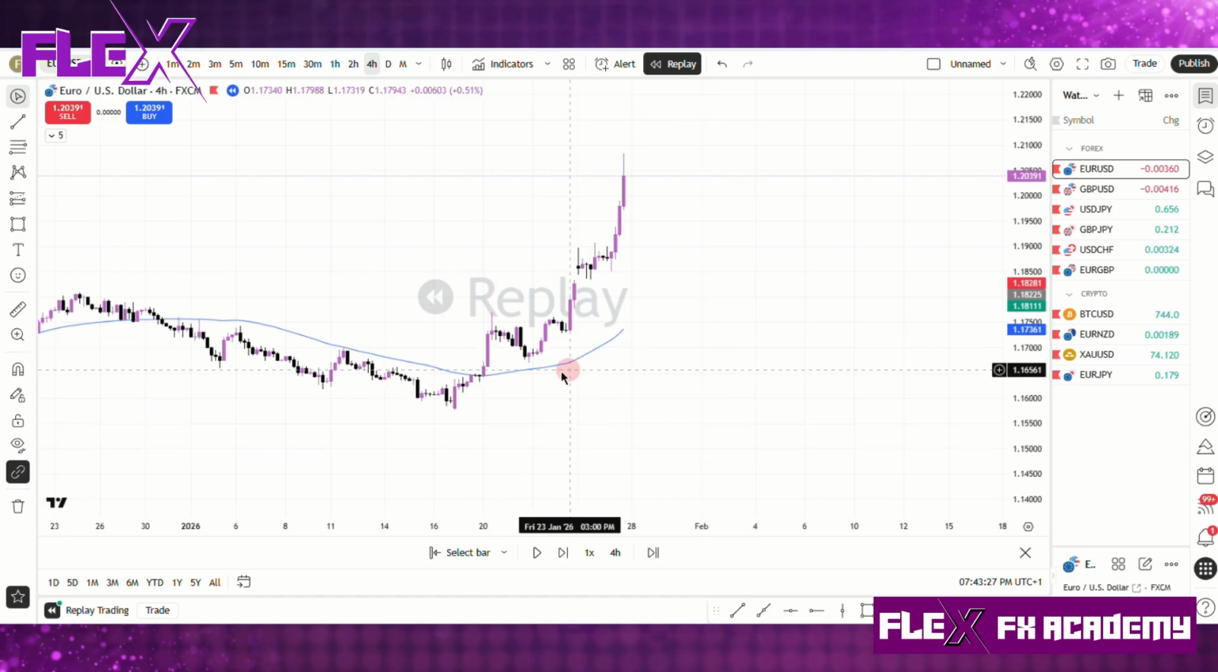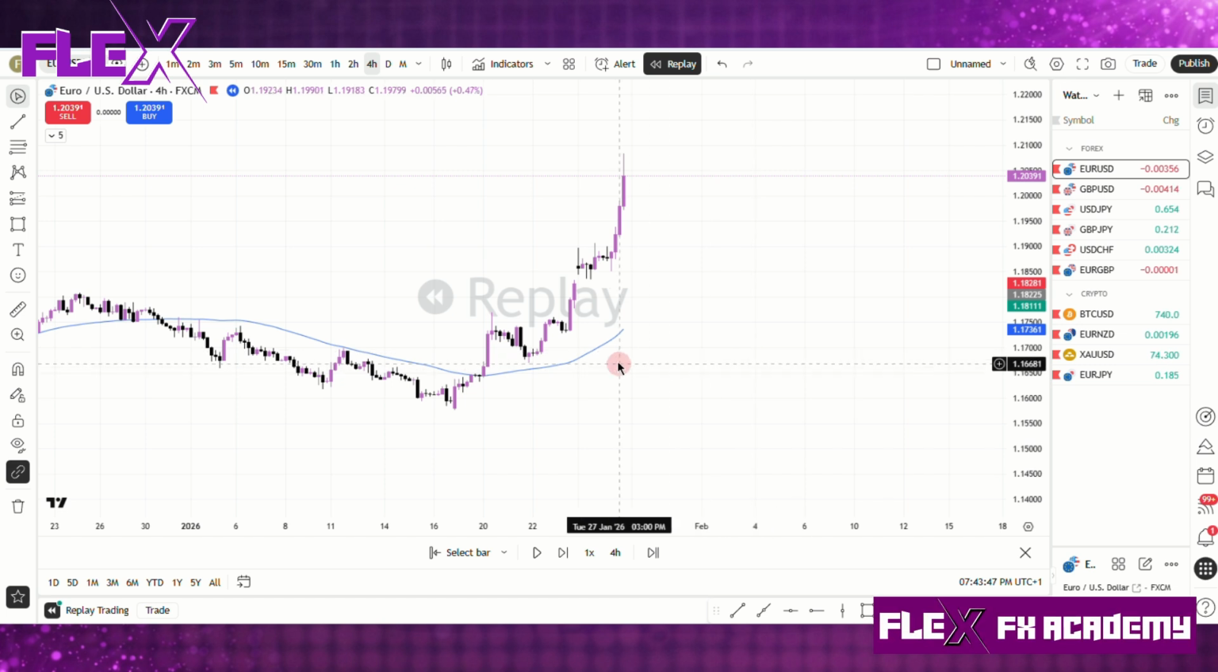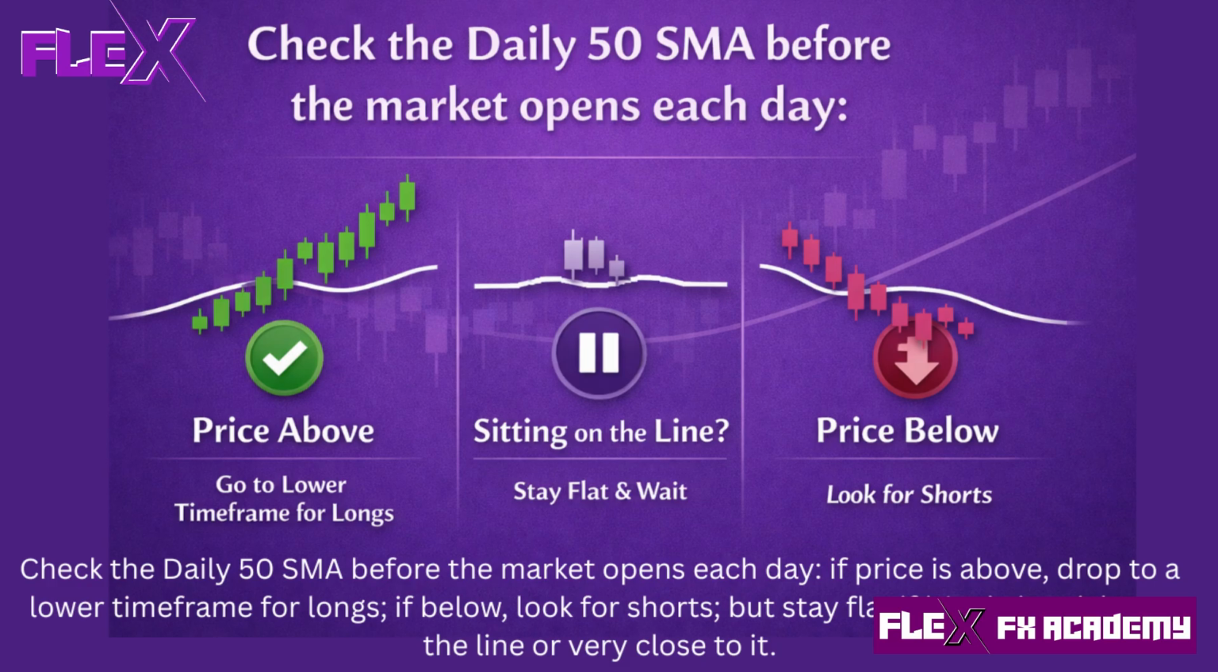So you may be wondering what this line is. This is my SMA. It's a simple moving average. I use this to know the bias for the day. If you're finding it difficult to do top-down analysis or actually know what the trend of the market for the day is, or the daily bias, just simply add the 50 SMA to your chart. This helps you very well.